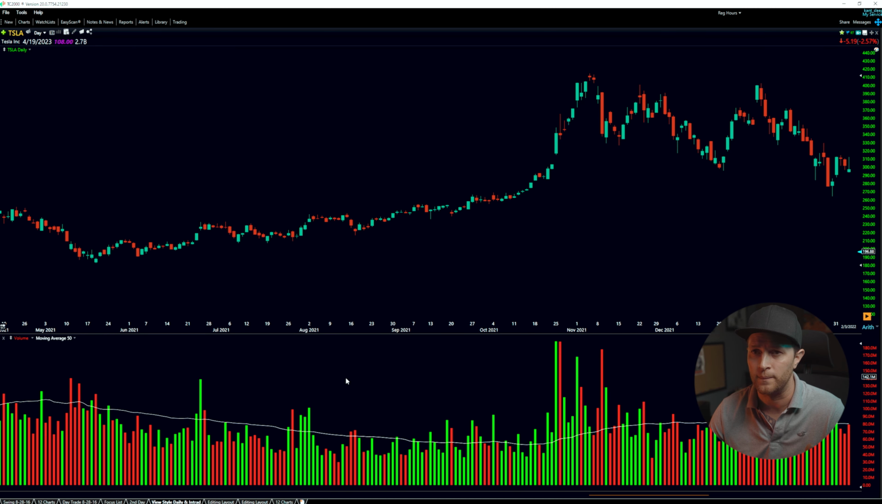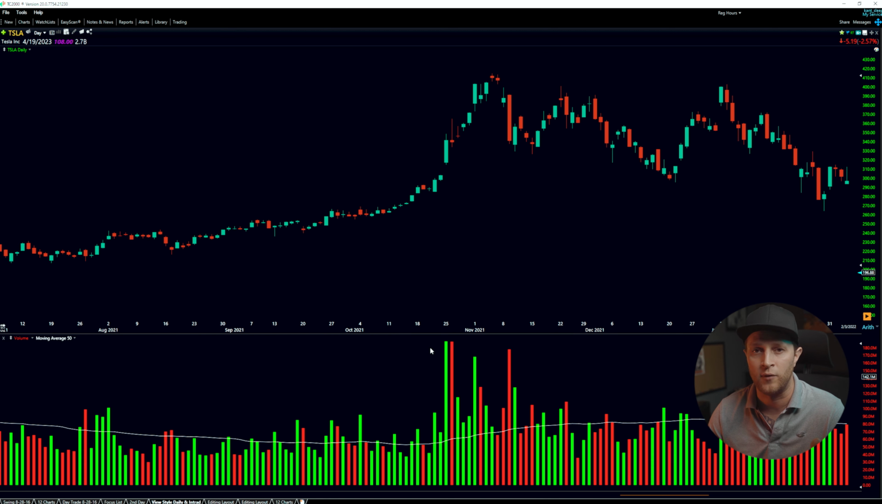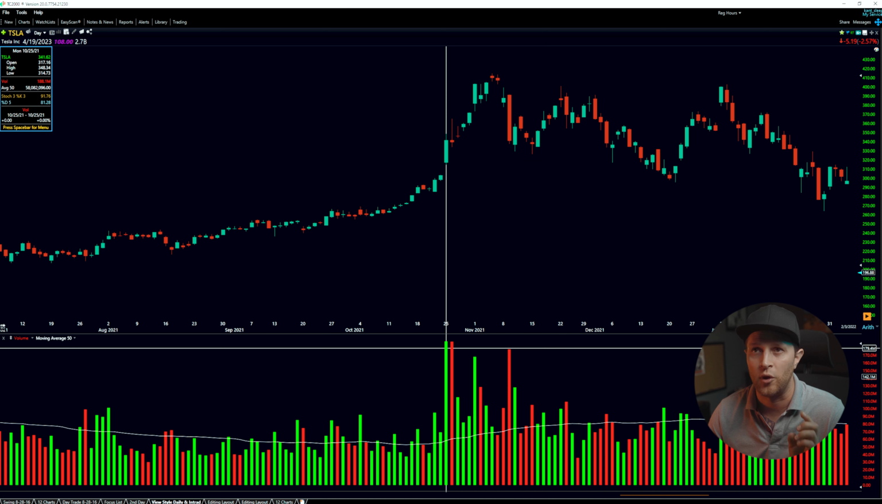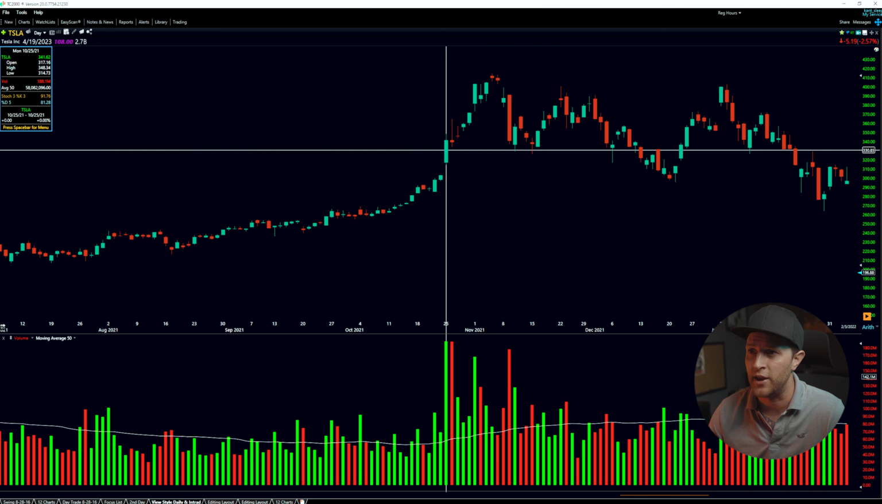Now, an oscillator doesn't sit right on top of the stock's price. It usually sits either to the bottom or the top or the sides. This right here is called volume. Volume is an oscillator. Volume is important because it tells us how many shares are bought and sold within the current time frame selected. So right here on this day, since we're on a daily chart, you can see that 188 million shares were traded on this day.